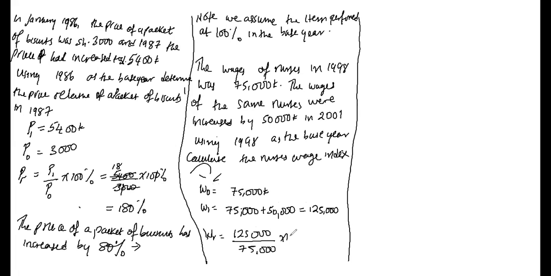75,000 times 100%. You can cancel these zeros. 75 goes into this how many times? By 5 here, 25. 25 here goes 5. 25 here goes 3. 5 divided by 3, you get 1.667 recurring. So the answer is 166.67%. So it means the wages of the nurses has increased by 66.67%.